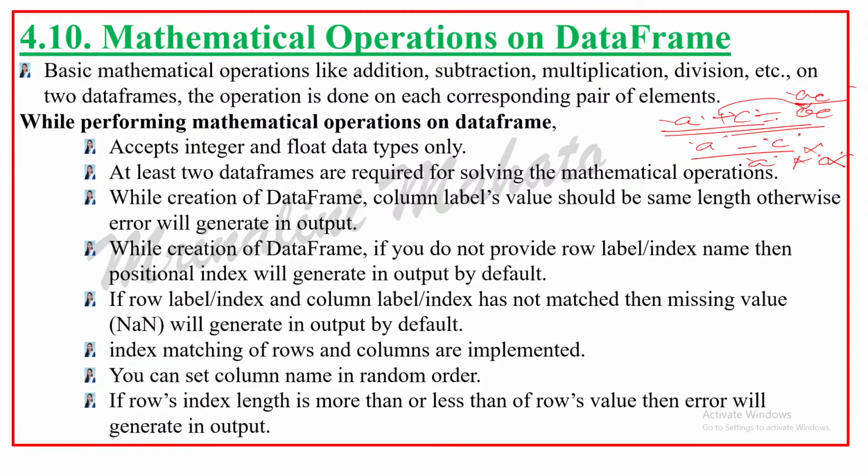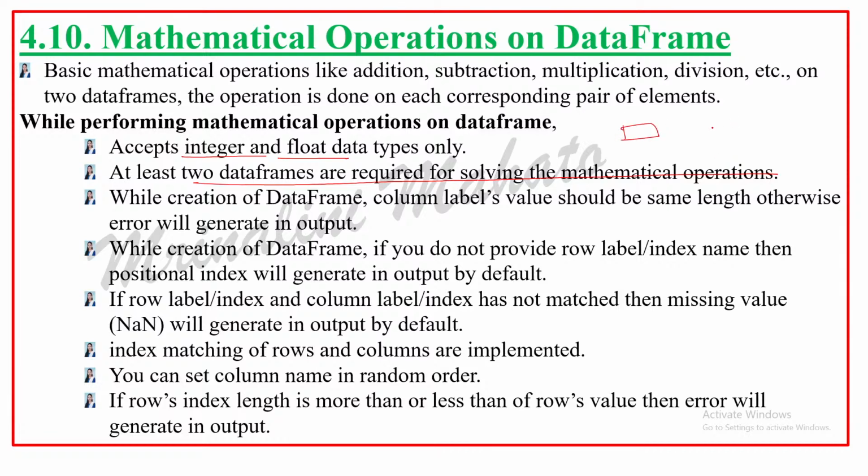Okay. So in arithmetic, meaning mathematical operations, whenever we solve through the data frame, at that time we need integer and float values, meaning numbers, for addition. At least 2 data frames are required for solving the mathematical operation, because in one data frame we cannot do it. So that is why 2 data frames are required. Next, while creation of data frame, column label values should be the same length. Otherwise, error will generate in output.